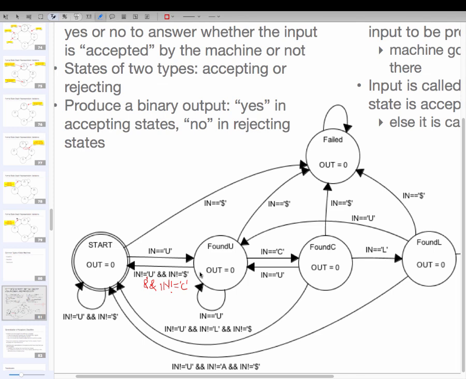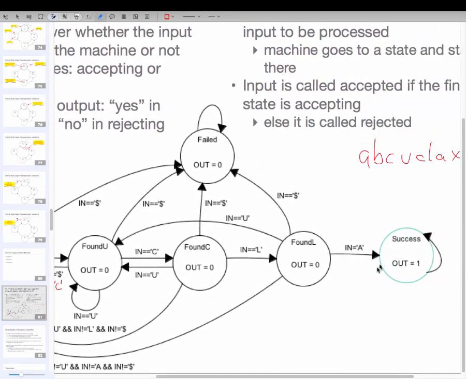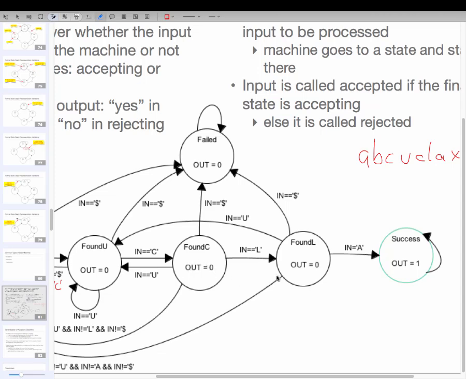Going to found C, same idea. If I get an L, I move to a state called found L. If I get a dollar, I move to a state called failed. If I get a U, then I go to the state called found U. And everything else, I go back to the start state, which is this edge.